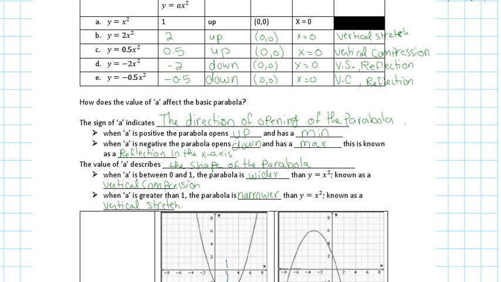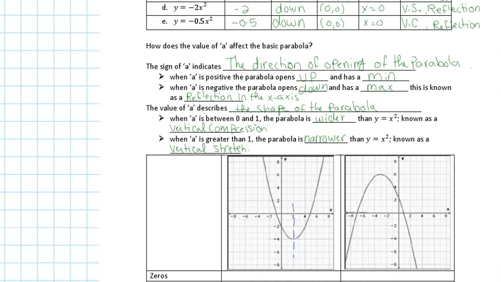That A value is the one that's going to affect your step pattern. Eyes on me for a second. Remember I told you the step pattern is 1, 3, 5 multiplied by the A value? When you are looking at your vertex, which is 0, 0, and your step pattern, let's say y equals 2x squared, your step pattern is going to be 2 times 1, 3, 5, because your A value is 2. So your step pattern is 2, 6, 10.